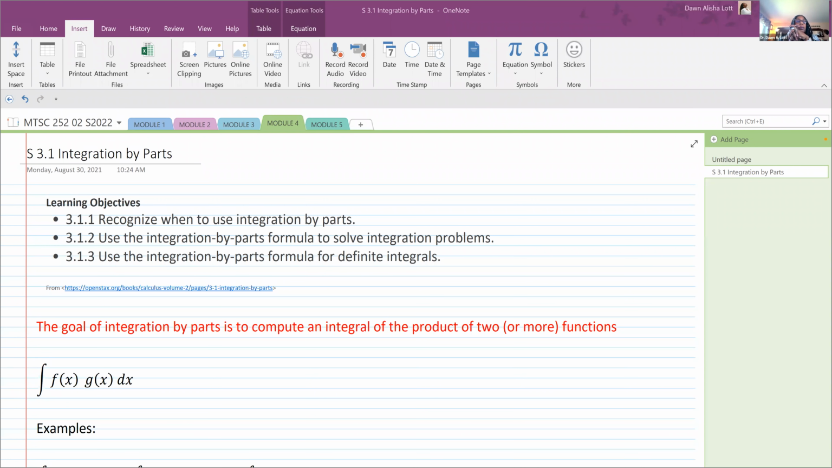So we're starting a new module. In this section, we're doing integration by parts. I remember when I was in Calc 2, this was one of my absolute favorites.